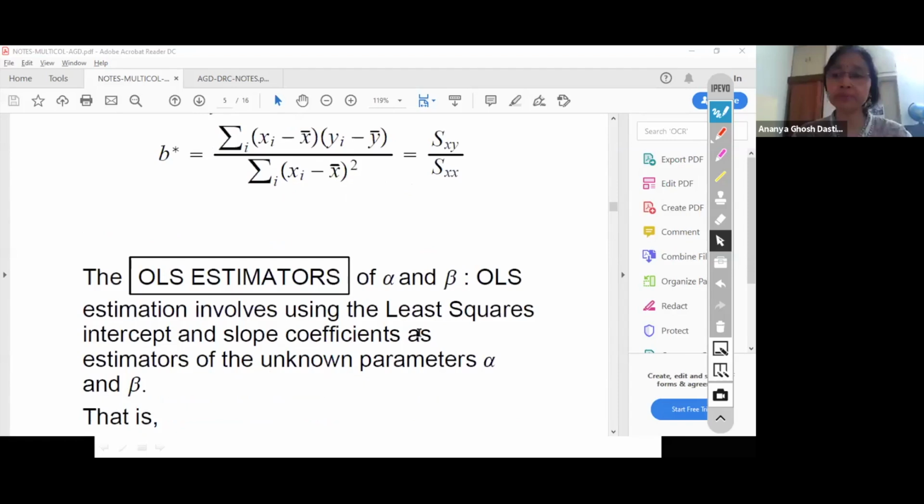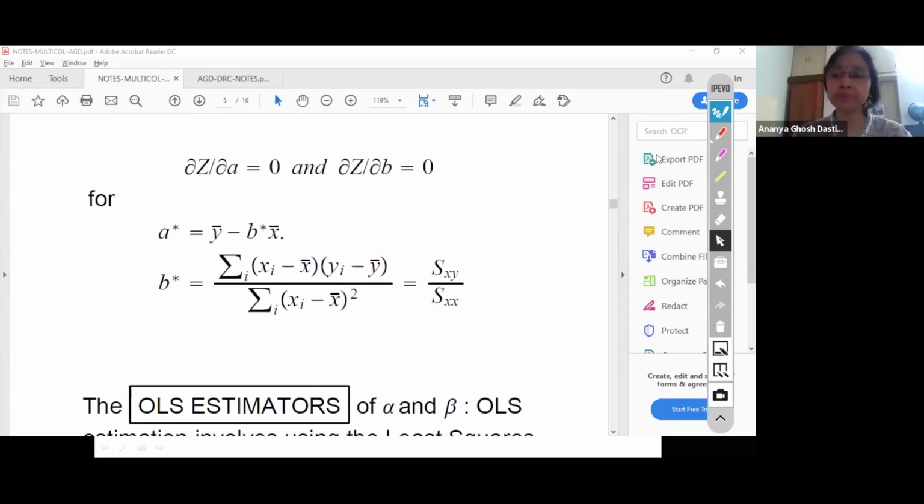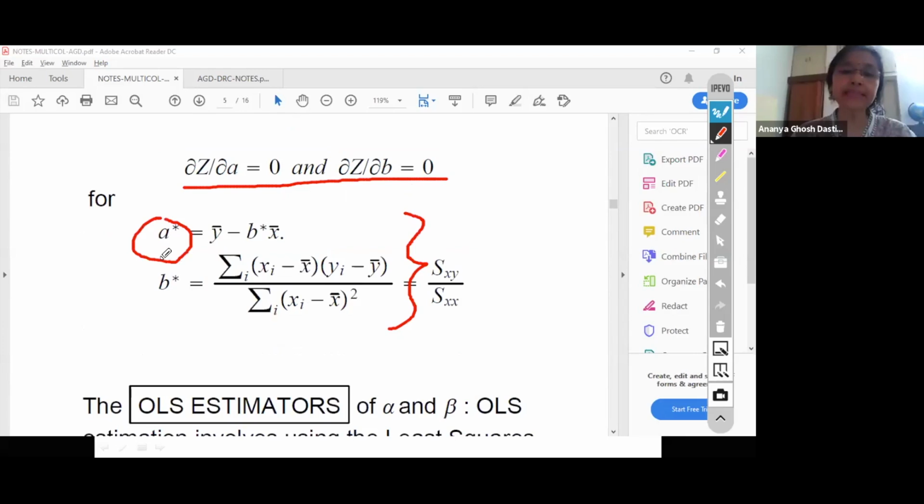So the process of minimization involves, as you will recall, setting the partial derivatives to 0, and then you are getting these two. So this is the intercept and this is the slope of your line of best fit, and that is exactly what is being used as alpha hat. So this is your alpha hat, right? And this is your beta hat, right?